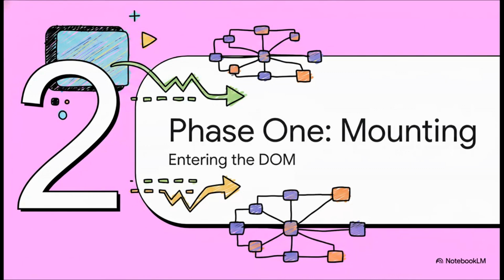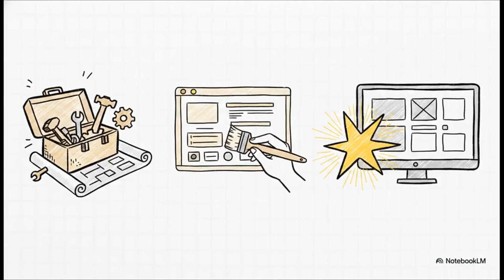Phase 1, mounting, or birth, entering the DOM. So during mounting, a class component relies on three massive steps. First up is the constructor. This is literally where you initialize the component's properties and set up its default starting state. Next is the render method. This is the one that actually defines what the initial user interface will look like and draws it right onto the screen for you. Finally, we have the specialized method called componentDidMount.